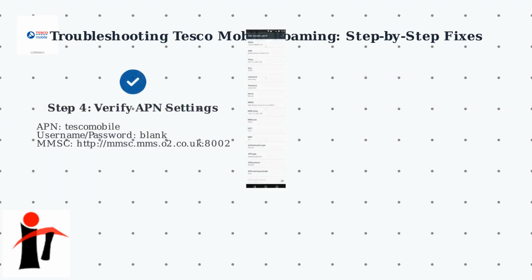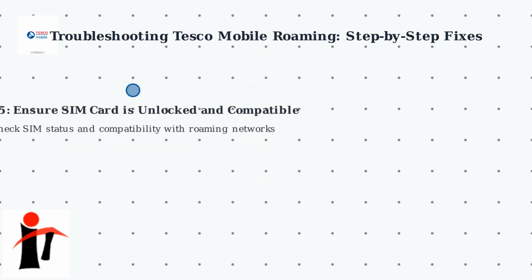Verify your APN settings to ensure proper data connection. Tesco Mobile's default APN is Tesco Mobile with blank username and password and MMSC set to mmsc.mmsc.co.uk:8002. Finally, ensure your SIM card is unlocked and compatible with international networks. This is crucial for seamless roaming connections.